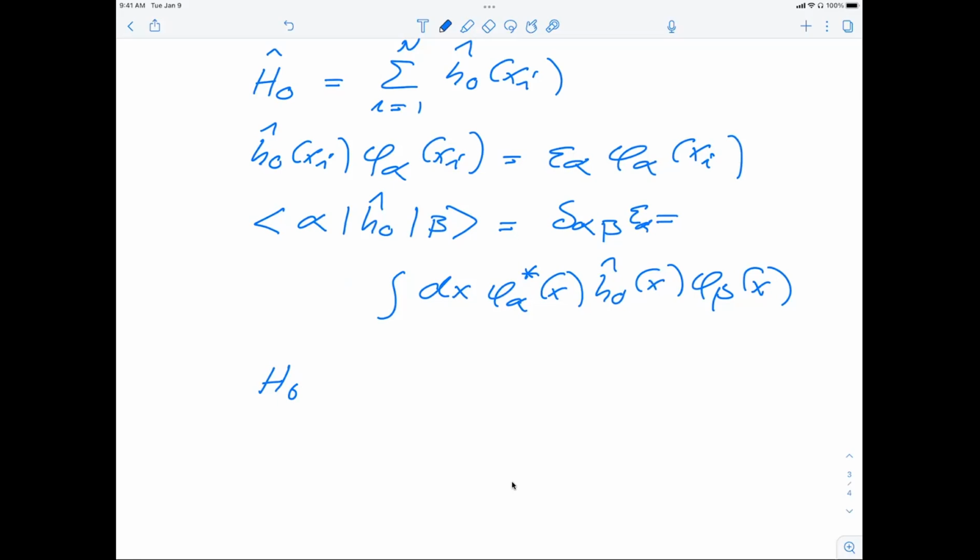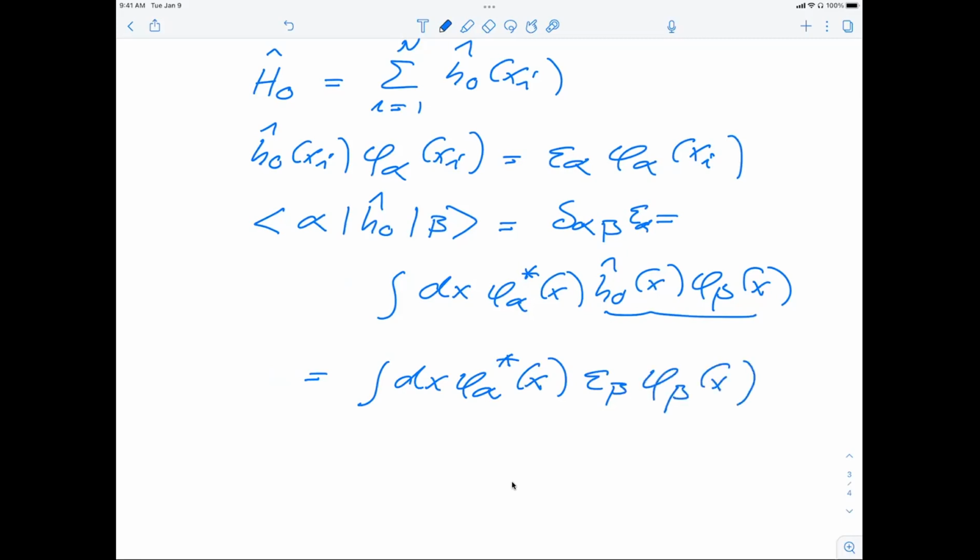It's because if you look at this expression here, when this one acts on that, what you get is the integral dx phi alpha complex conjugate multiplied with epsilon beta phi beta of x. And then we have assumed that this is an orthonormal basis. So since this is just a constant now, this becomes equal to delta alpha beta times epsilon beta, which is then just epsilon alpha.